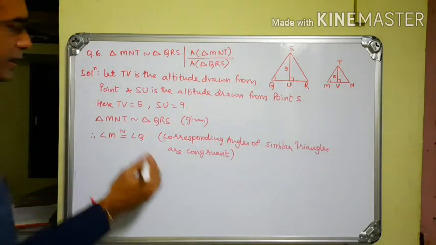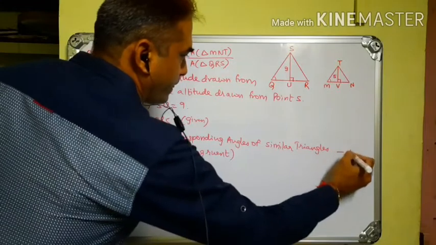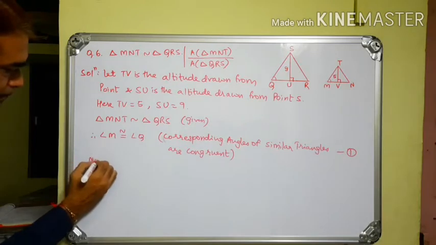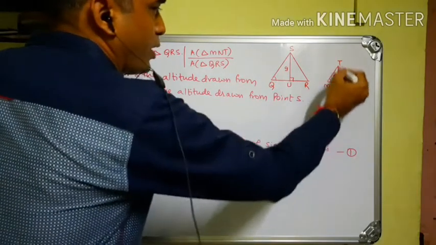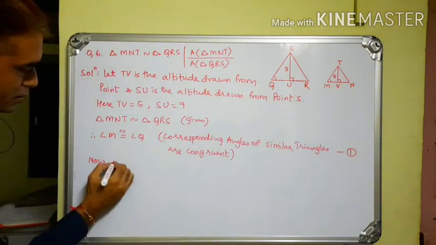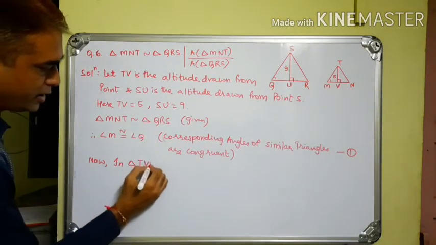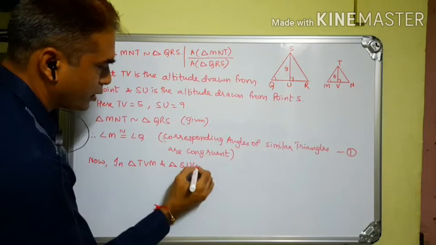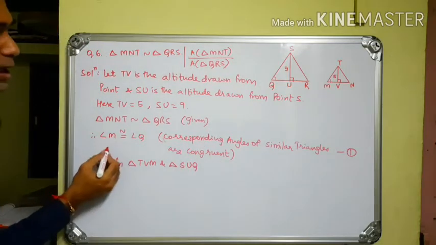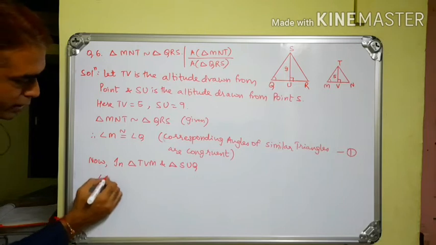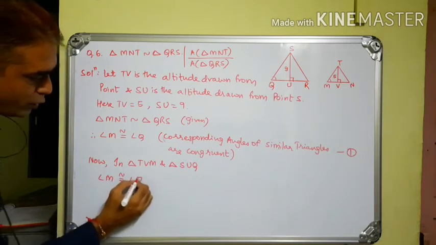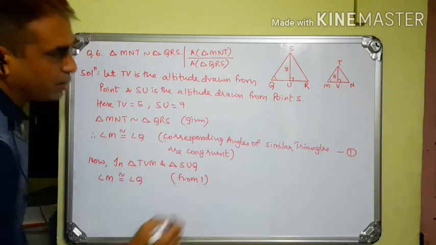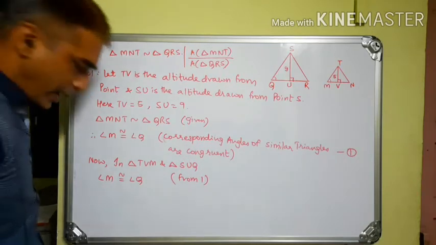These are the corresponding angles and therefore they are congruent. This is point number 1. Now in triangle TVM and triangle SUQ, angle M is congruent to angle Q. This we have proved in 1. From 1. And which two other angles are congruent?